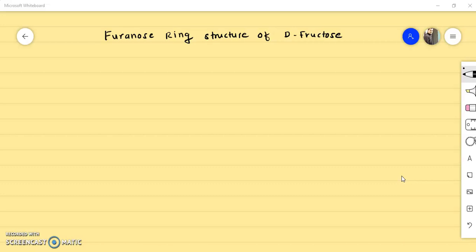Today we are going to study this point of the topic carbohydrates. The name of this point is Furanose ring structure of the D fructose. So what we have to draw? We have to draw the Furanose ring for the D fructose.